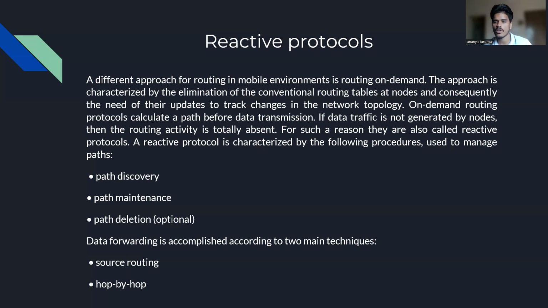In reactive protocols, we will see some path managing phases. The first one is path discovery, then path maintenance and path deletion, which is an optional phase. The data forwarding is accomplished according to two main techniques, source routing or hop by hop.